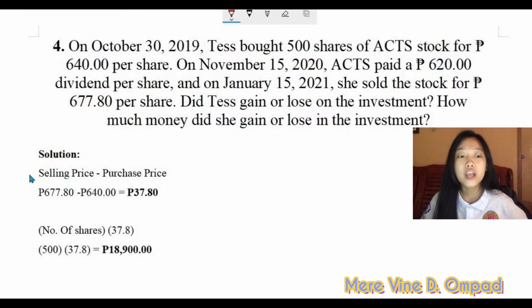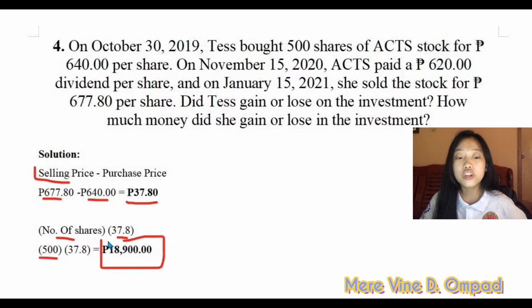So solution, I use this formula, selling price minus purchase price, where the selling price is 677.80 and the purchase price is 640 pesos, which results to 37 pesos and 80 centavos. And then I multiply 37.8 by her number of shares, which is 500, and the result is 18,900 pesos, which means 18,900 pesos is the money that Tess gained in her investment.